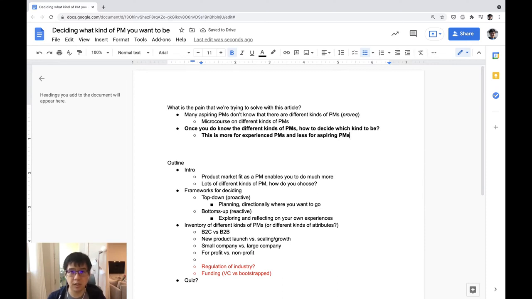And so based on that, one of the things that I should do is let the reader know who I'm targeting, right? Because what I don't want to happen is an aspiring PM to try to read this and be like, I don't know any of the foundational concepts here.